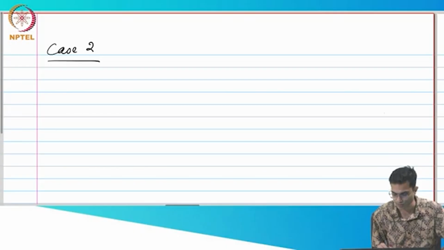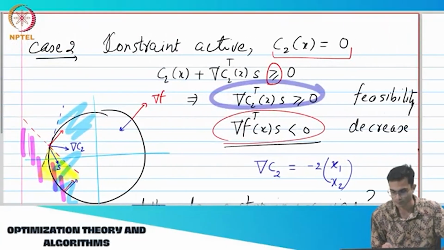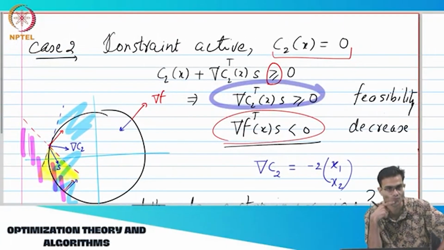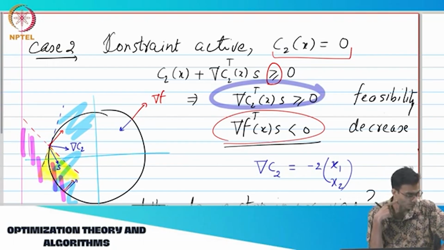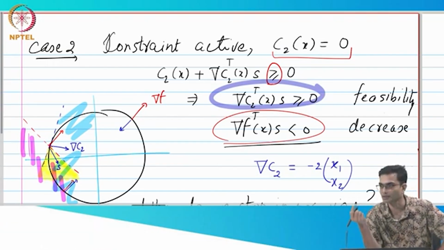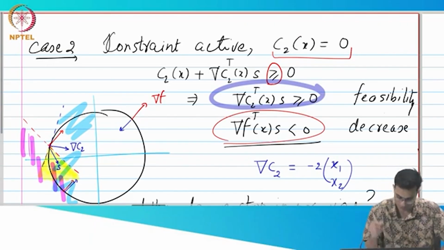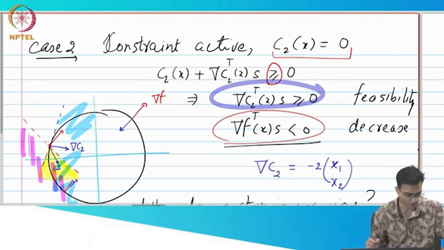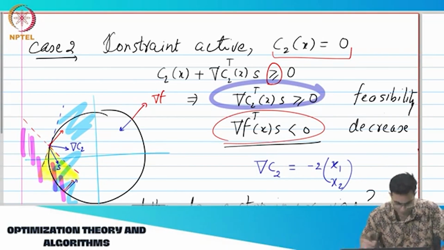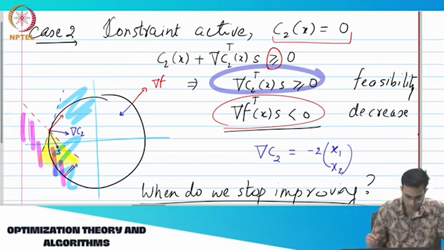Case 2, when is case 2 not going to work out? If there is no intersection between these two half spaces, right? That's what we need to capture, okay? Now let's look at this a little bit geometrically once again.